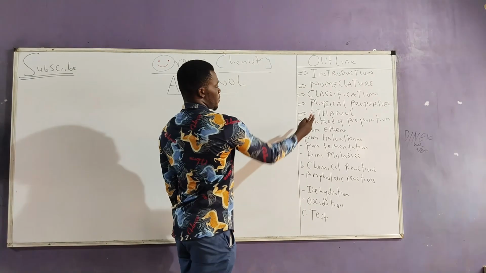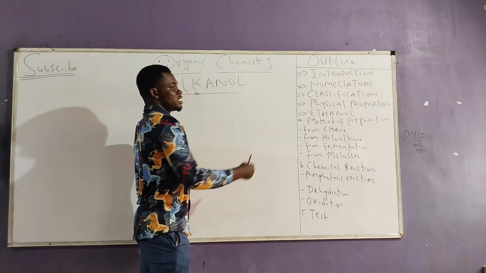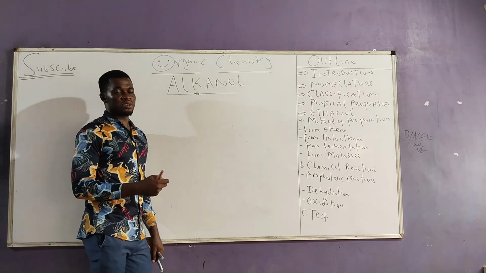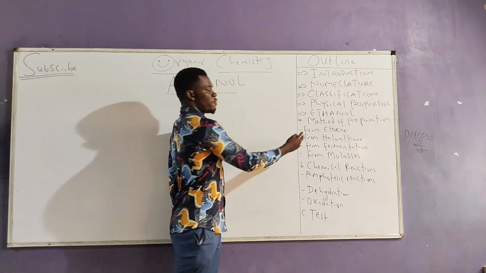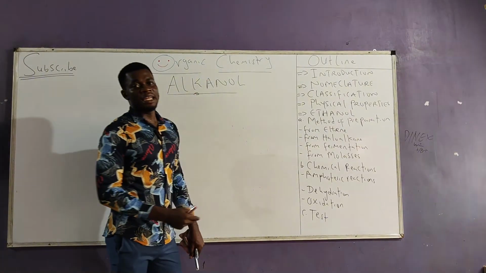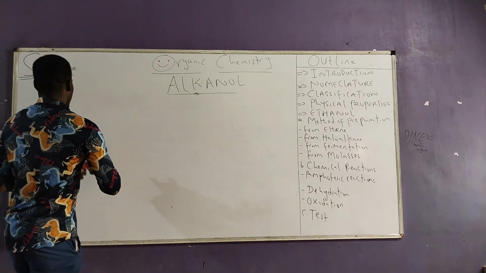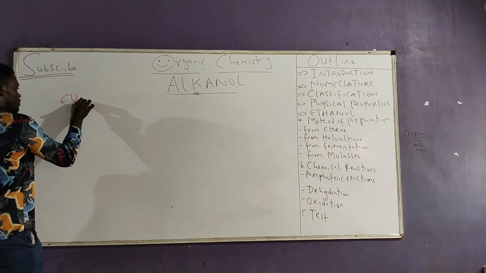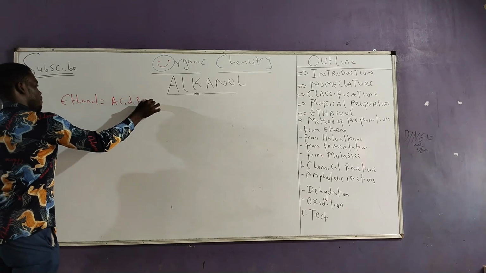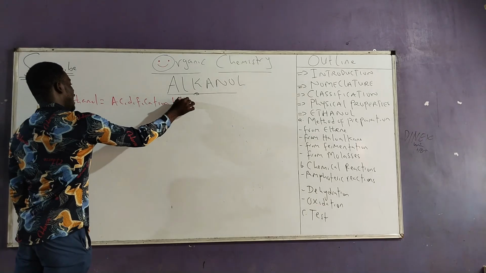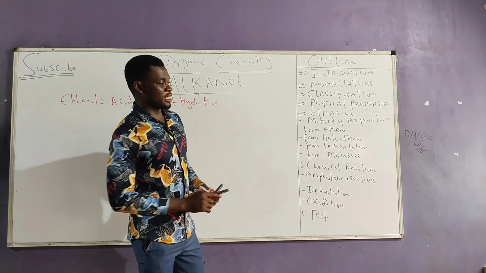So back to what we're saying. One method I can use to prepare alkanol is from ethene. Bulk of the ethene is usually gotten as a byproduct from the cracking of petroleum fractions. The formation of ethanol from ethene typically involves two processes, or two stages. So, ethanol equals acidification plus hydration.